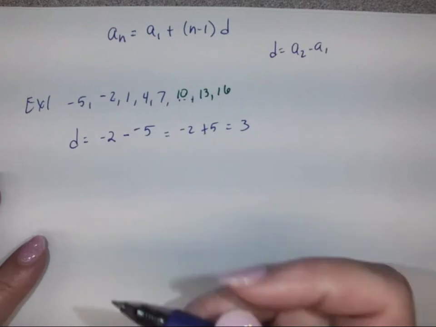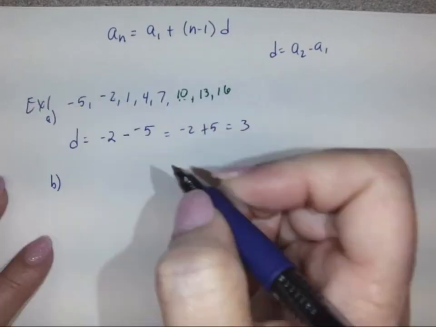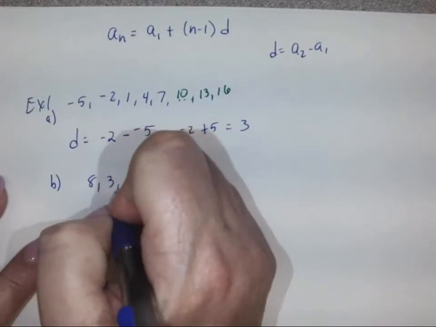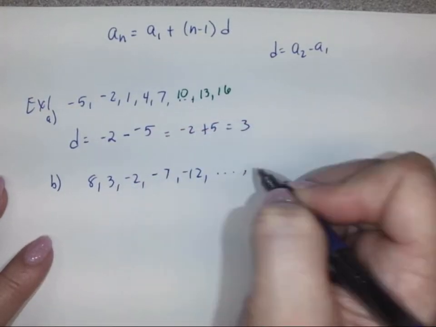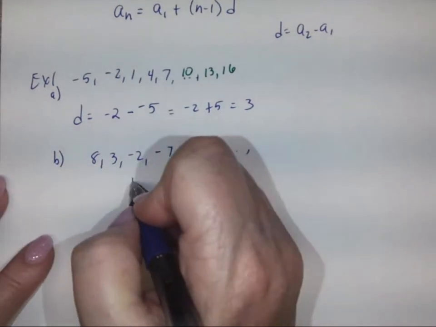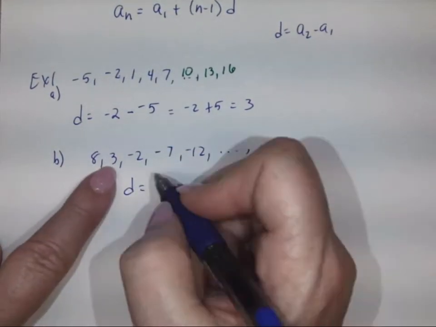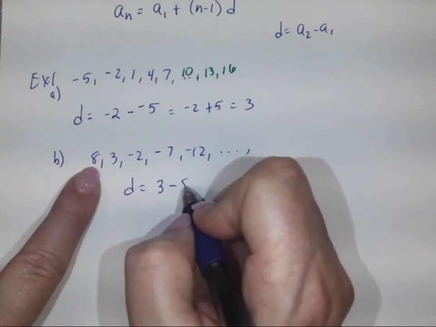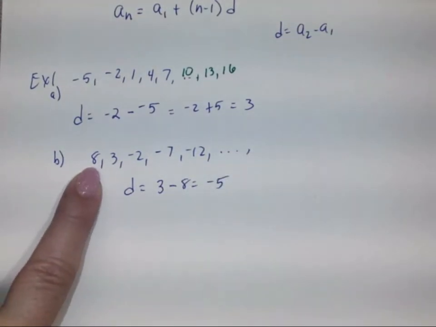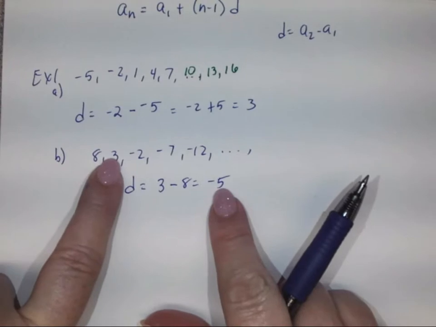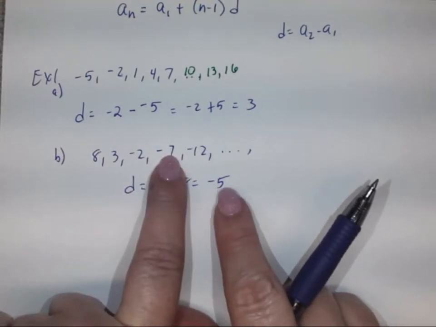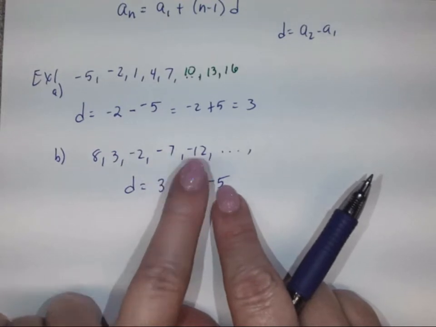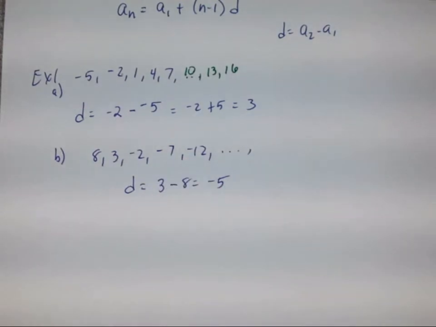All right, let's look at another one. Call that part A. Let's look at part B. So 8, 3, negative 2, negative 7, negative 12, and so forth. Again, to find our d, we take the 3 minus the 8, and we get negative 5. So 8 minus 5 is 3. 3 minus 5 is negative 2. Negative 2 minus 5 would be negative 7. Negative 7 minus 5 would be negative 12, and so forth.